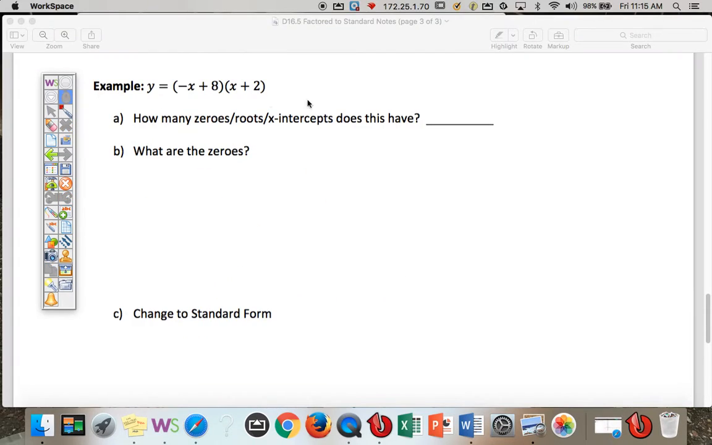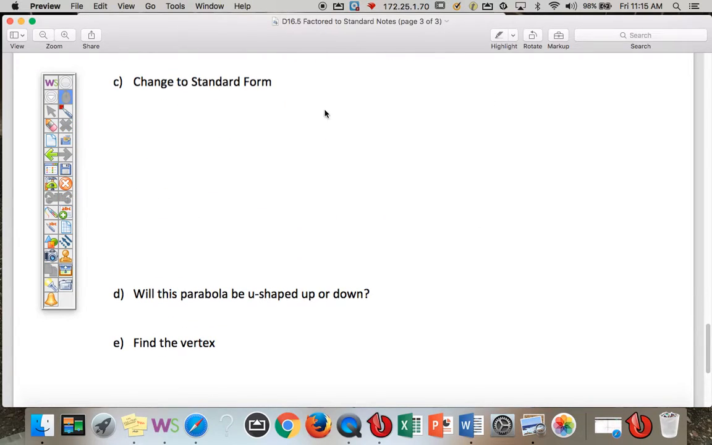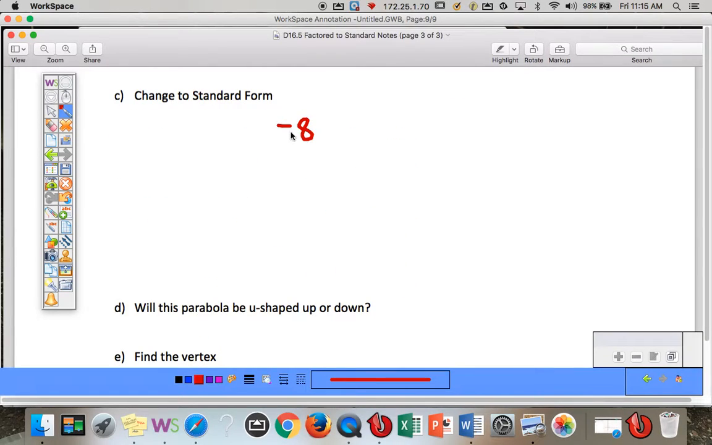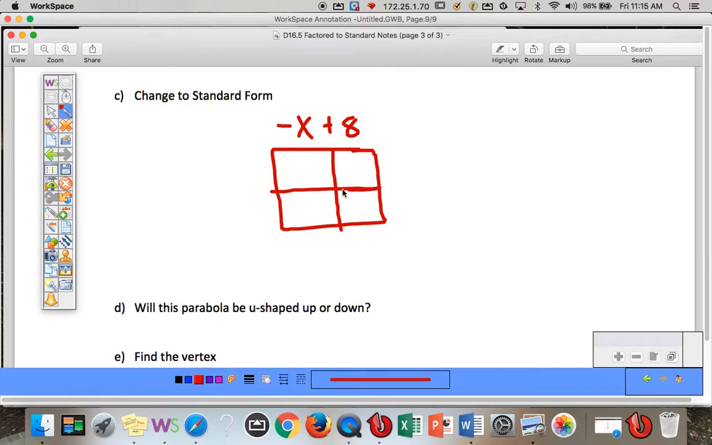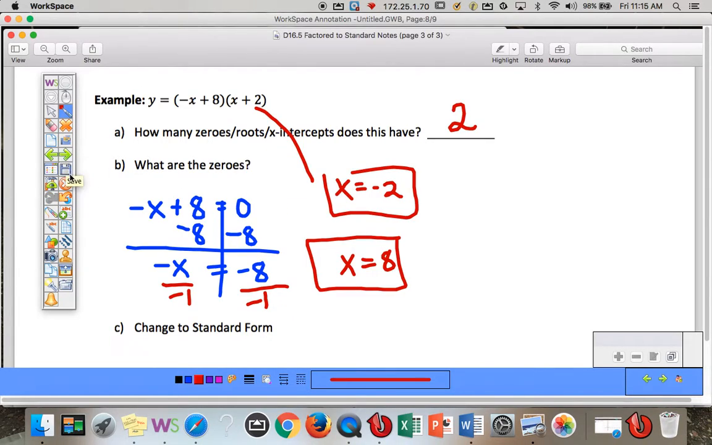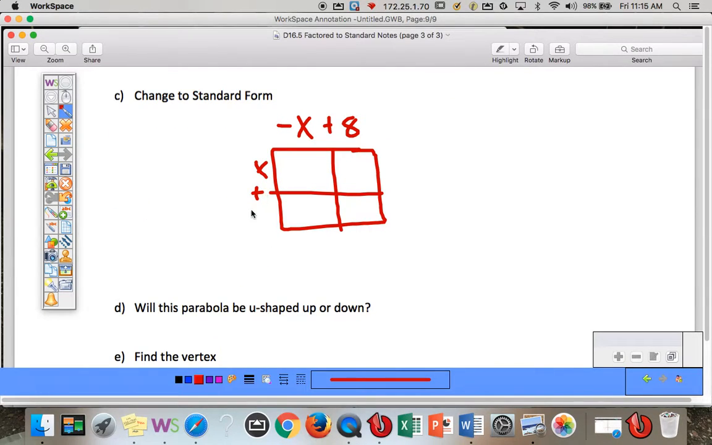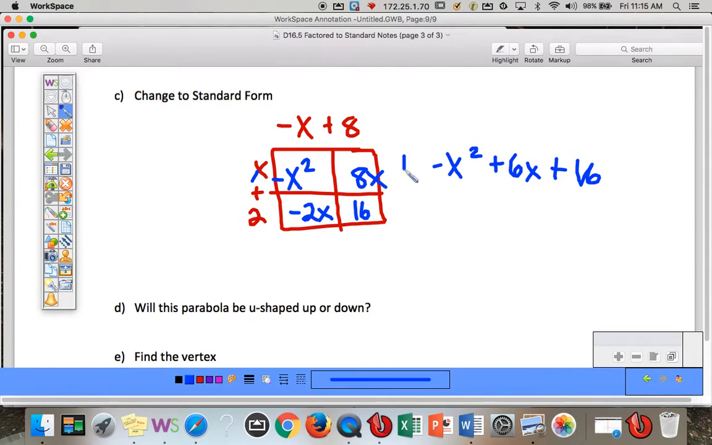All right, let's change that to standard form. It means multiply it out. So we get negative x plus 8 times x plus 2. All right, so we have negative x squared. x times 8 is 8x. 2 times negative x is negative 2x. 8 times 2 is 16. So we have negative x squared plus 6x plus 16. We combine like terms. Here's our equation.